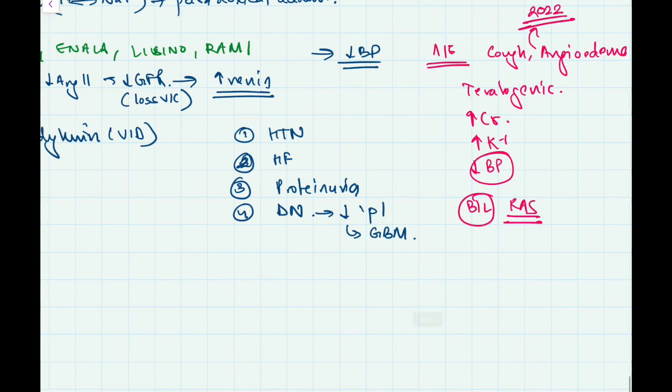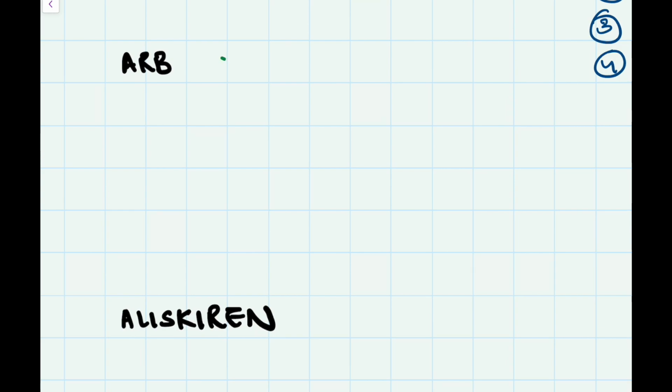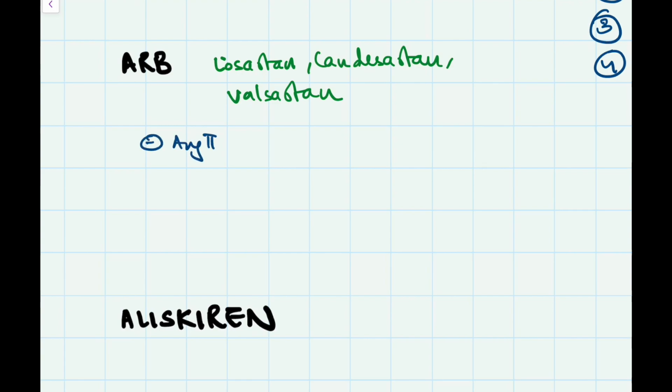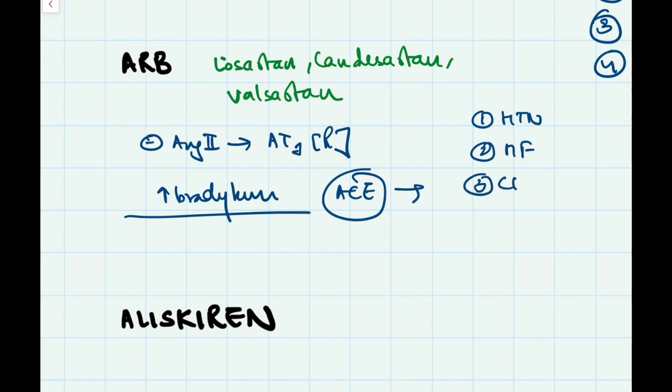Next we have the angiotensin 2 blockers or the ARBs. So the examples are losartan, candesartan, and valsartan. Right, they act by selectively inhibiting angiotensin 2 from acting on the AT1 receptor. Right, they have similar effects to the ACE inhibitors. The only added advantage is that they do not increase the bradykinin levels, because ACE is still functioning and ACE would lead to the degradation of the bradykinin. The uses are again hypertension, heart failure, proteinuria, chronic kidney disease like diabetic nephropathy, right, especially in those cases which have intolerance to ACE inhibitors.